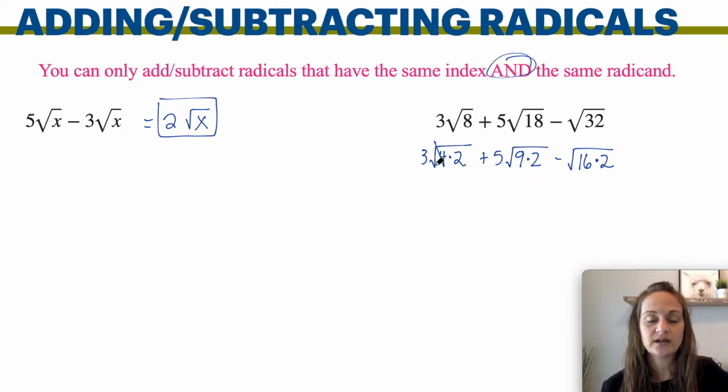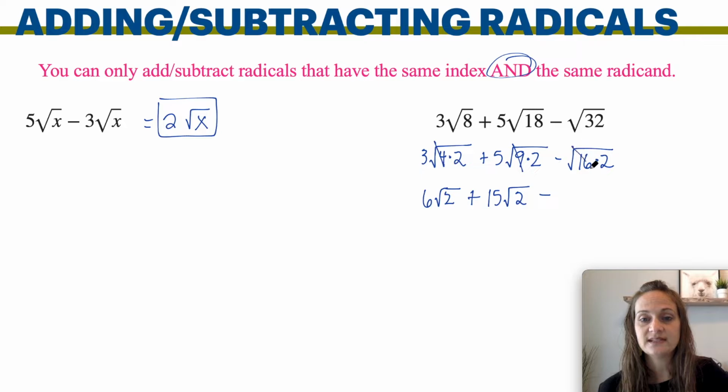The square root of 4 is 2. So 2 times 3 will give me 6 from here. The square root of 9 is 3. 3 times 5 will give me 15. And then the square root of 16 is 4, and you're left with the square root of 2. Now that all of your radicands are the same number, now you can combine your coefficients. 6 plus 15 is 21, and 21 minus 4 is 17 square roots of 2.